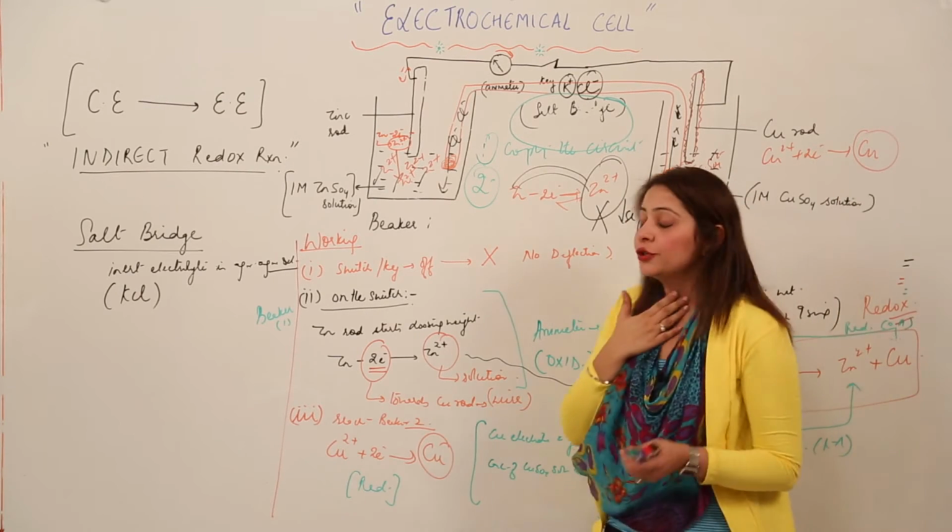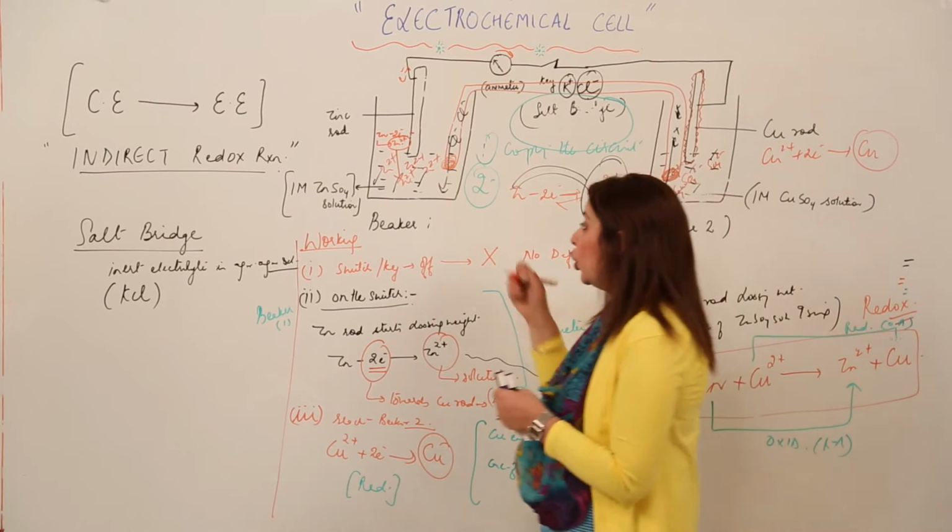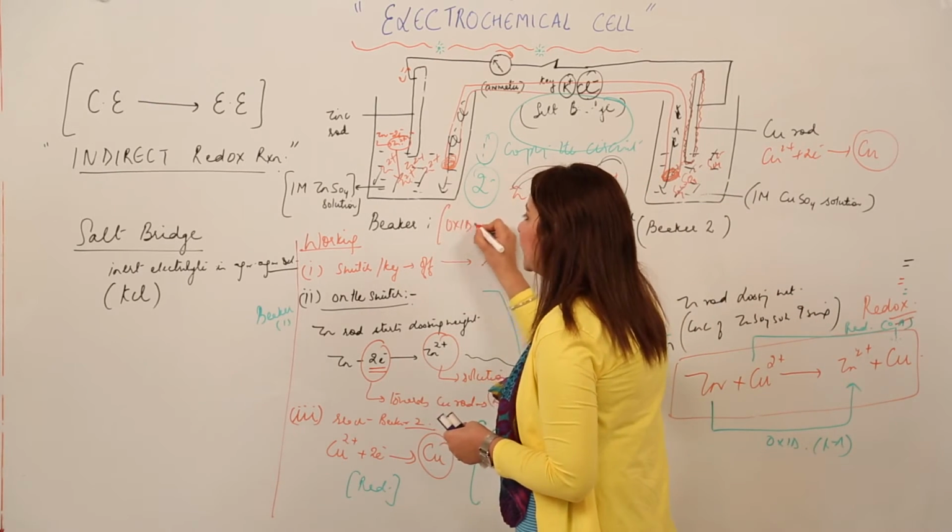Now you should know that the beaker in which the oxidation occurs, right, is called the oxidation half cell.